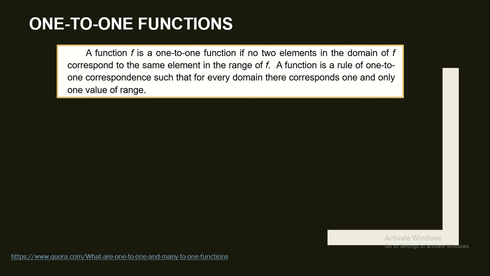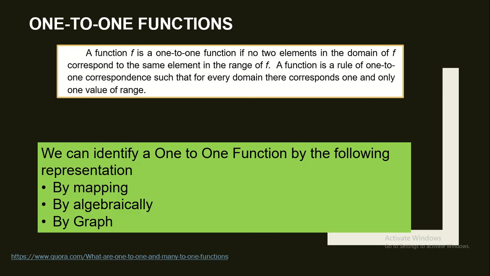The function f is one-to-one if no two elements in the domain of f correspond to the same element in the range of f. A function is a rule of correspondence such that for every domain there corresponds one and only one value of range. So, ibig sabihin guys, one and only, okay, from one domain lang, one range. So, we can identify a one-to-one function by the following representations. It can be in mapping, pwede rin sa graphically, pwede rin by algebraically.